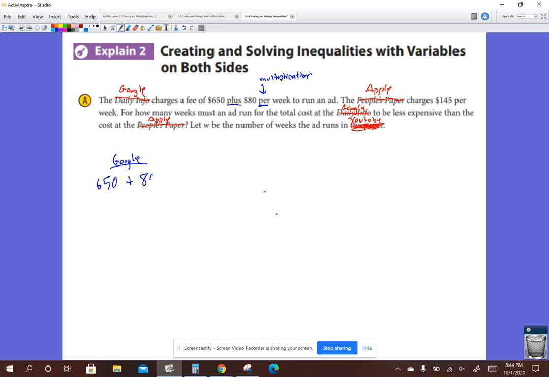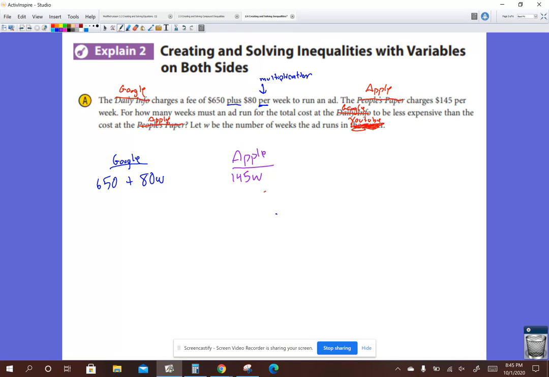Multiplication plus $80 per week. So I'm going to 80 per week to run the ad. Now Apple, let's set up over here, Apple, they say there's a flat fee. They just say 145 per week.